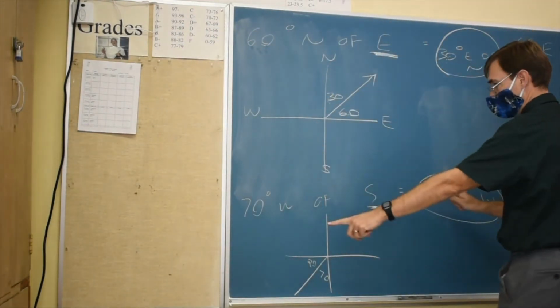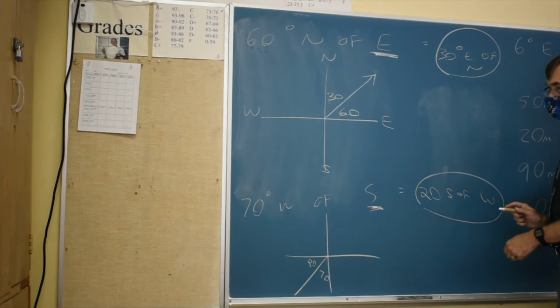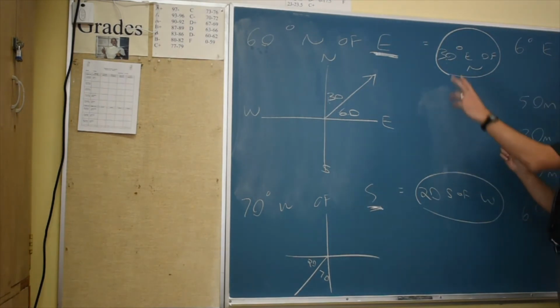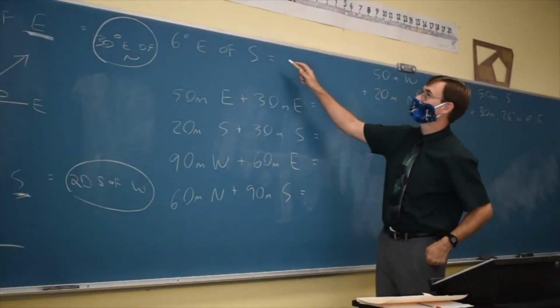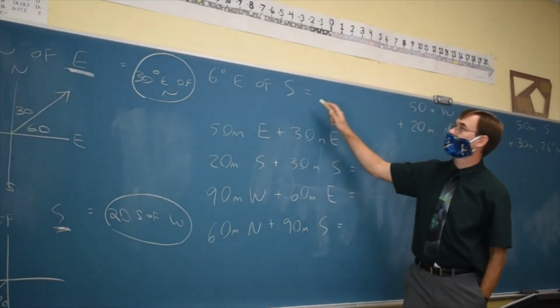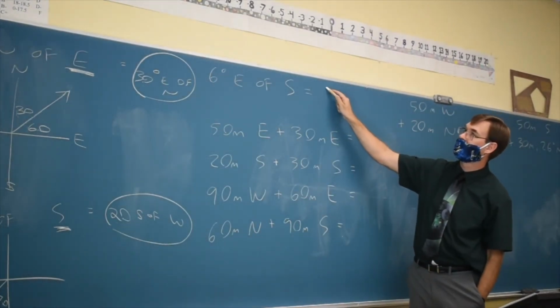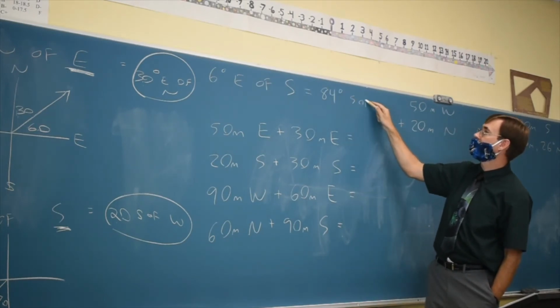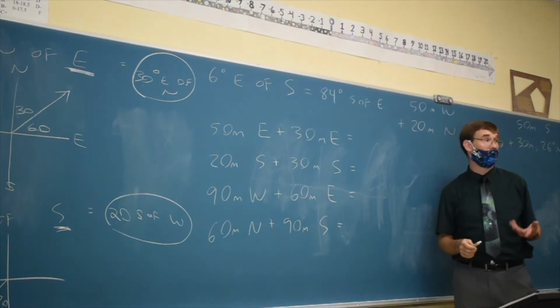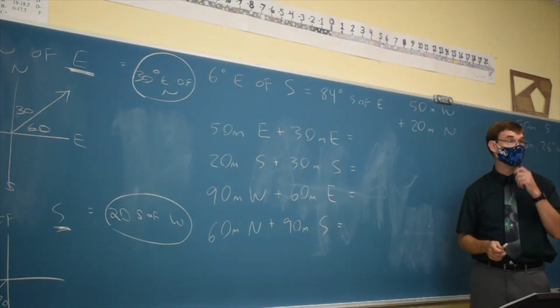How do the numbers compare to each other? They add up to 90, and what did the directions do? They just swap. So if somebody has 6, someone else could have 84, but they'd have to say south of east. So there's dual direction possibilities. Question on that concept?